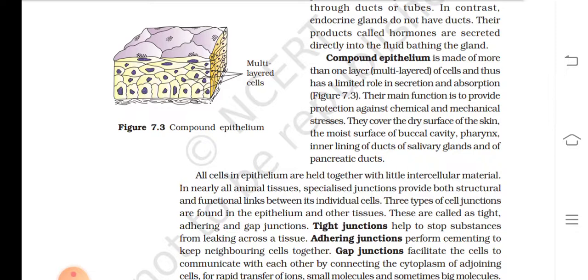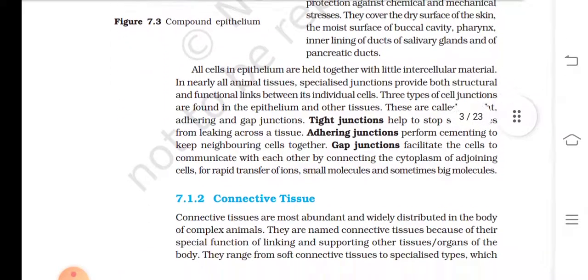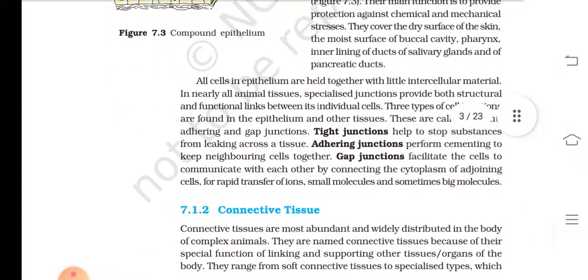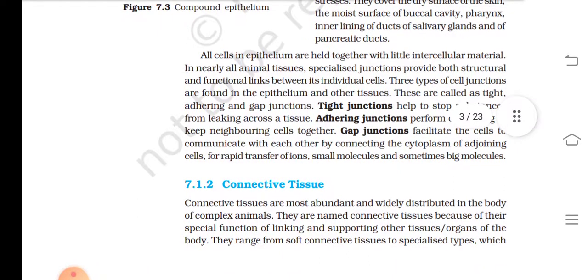Their main function is to provide protection against chemical and mechanical stress. They cover the dry surface of the skin, the moist surface of buccal cavity, pharynx, inner lining of ducts of salivary glands, and of pancreatic duct. All cells in epithelium are held together with little intercellular material. In nearly all animal tissues, specialized junctions provide both structural and functional links between its individual cells.